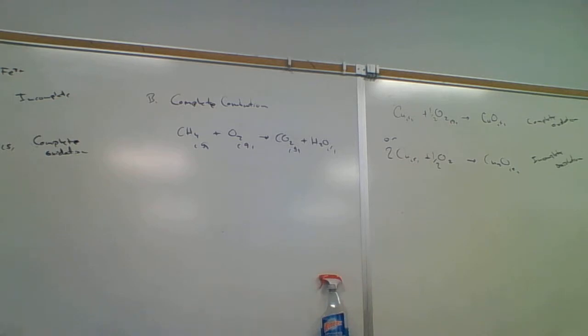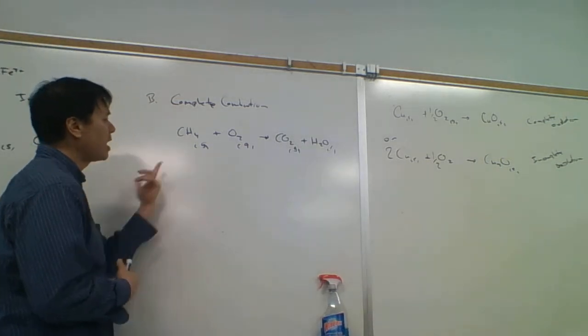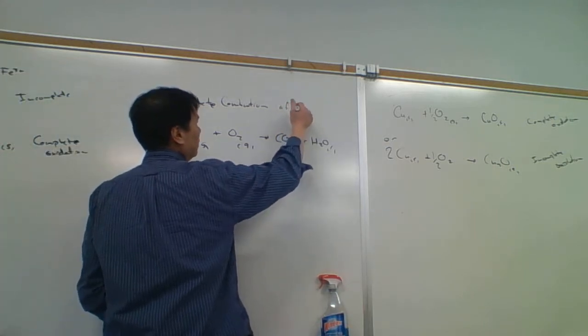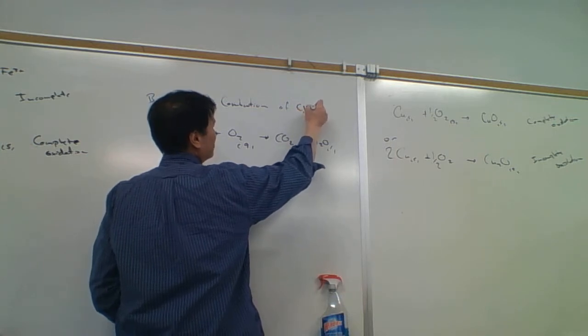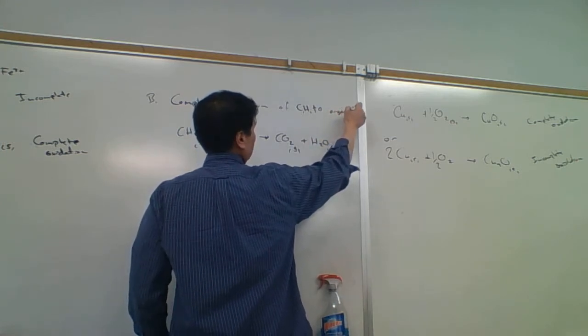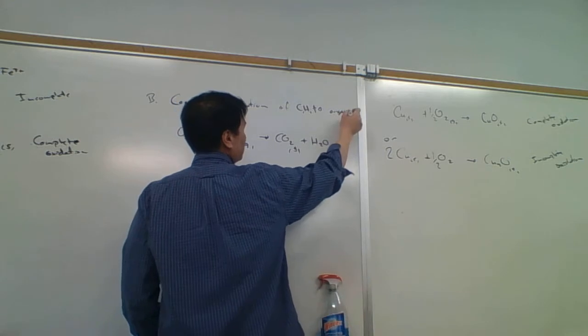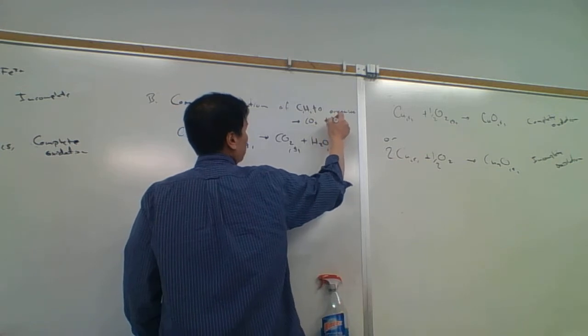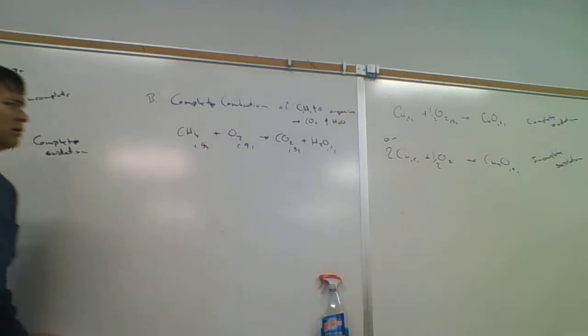In other words, it depends. The same thing here. If there's plenty of oxygen, I should get complete oxidation. If there's plenty of oxygen, I should get complete combustion. So let's balance this one out. When balancing complete combustion of carbon, hydrogen, and oxygen containing compounds, what we call organic chemicals, they yield CO2 and water. They all yield the same product, CO2 and water. And so let's go ahead and balance this.